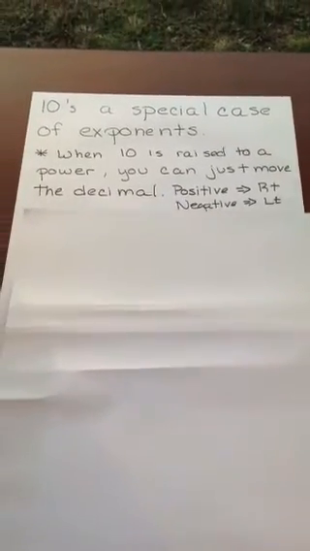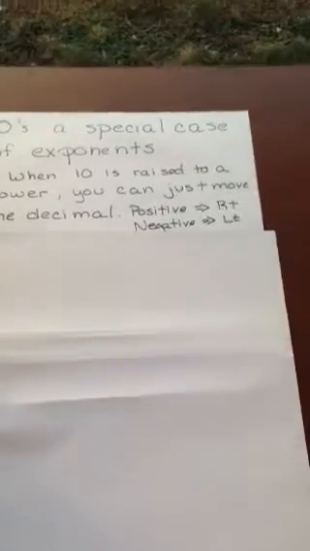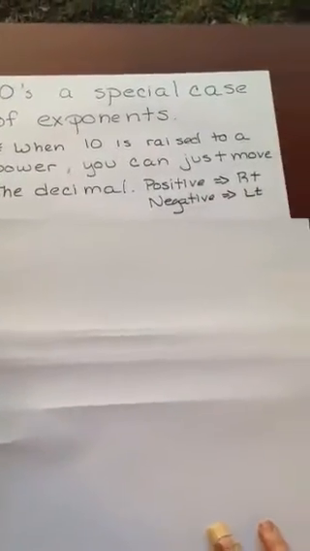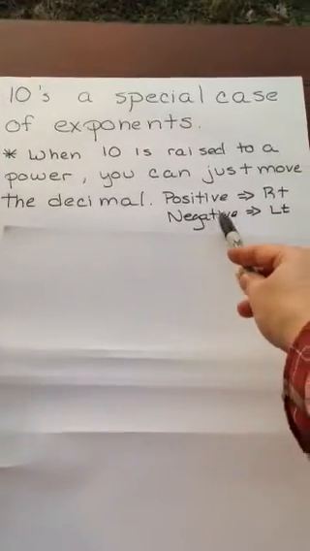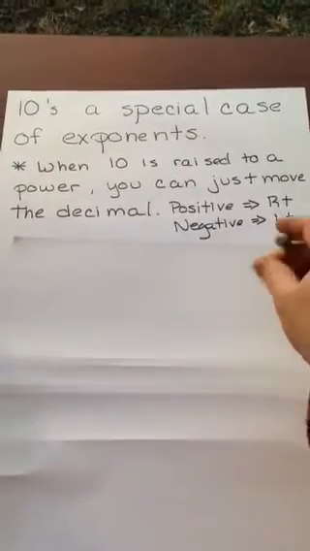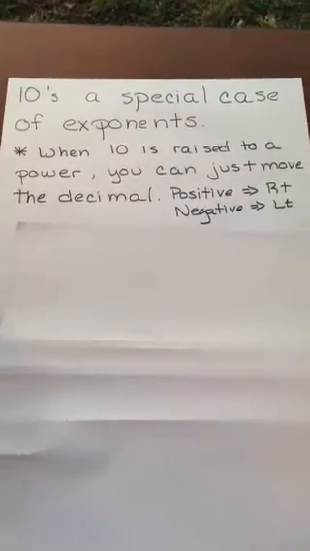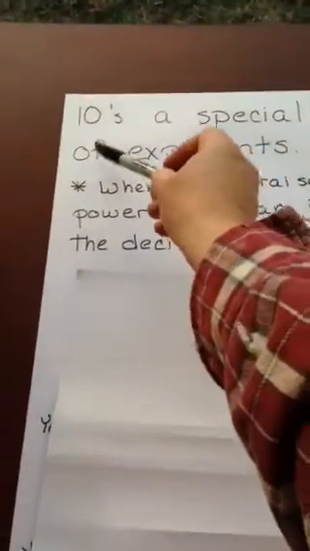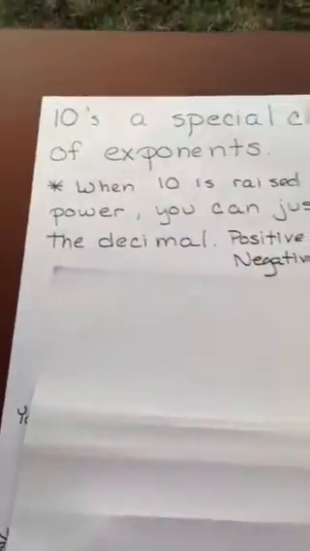So, when 10 is raised to a power, you can just move the decimal. If that power that 10 is raised to is positive, you're going to move the decimal to the right. If the power is negative, you're going to move the decimal to the left. Now this is only when the base is 10, okay? Special case, only when base is 10.